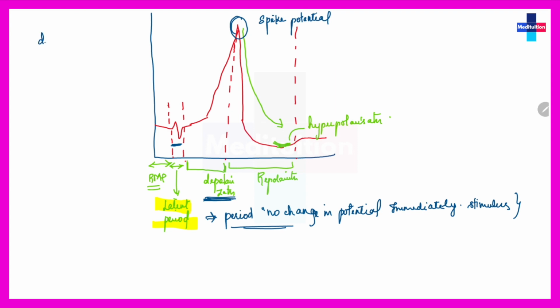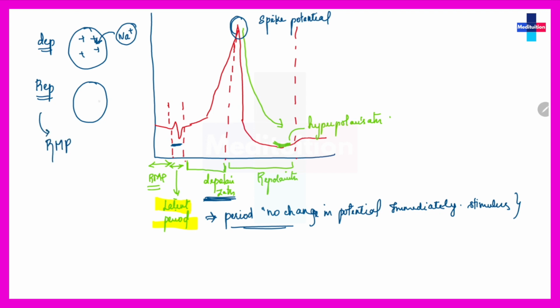So we said in depolarization, inside there will be more positivity. Why? There will be sodium influx. That's why there is too much positivity. Again, in repolarization, as we said already, they were reverting back to their RMP. It means inside K plus is going out more, so that outside it becomes more positive and inside it becomes more negative. Okay, so sodium influx always denotes your depolarization and potassium efflux always denotes your repolarization.